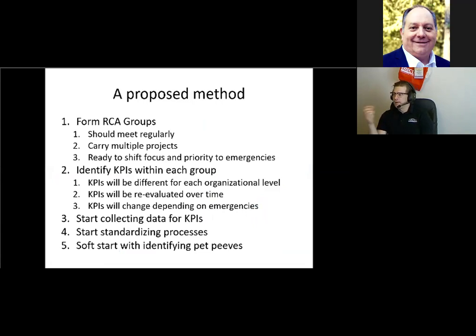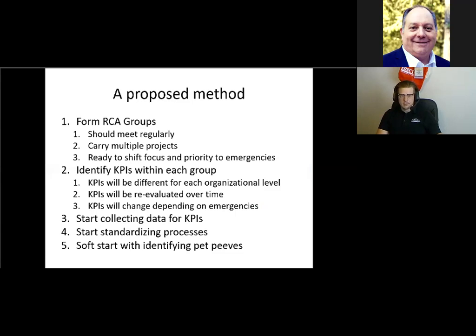So the proposed method then is to actively say out loud, we're going to form root cause analysis groups. And these groups are going to meet regularly. So we're going to basically set company time aside for these groups to meet. They should eventually be able to carry multiple projects, and they should be ready to shift focus and priority when emergencies happen. We have to basically use this skill set that we've developed in-house to deal with things that are of a critical nature.